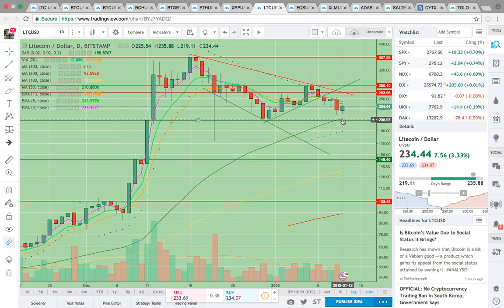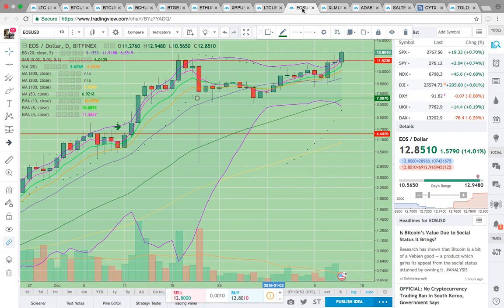It's going to test that 50-day simple moving average. If it fails to hold after like a double bottom test here, that would be a major red flag that the bears are in control, and it's going to drop lower. Okay, so keep that in mind. It has to reverse here.